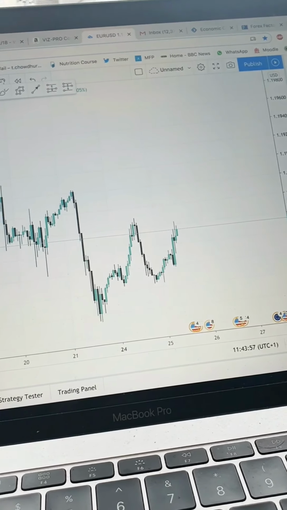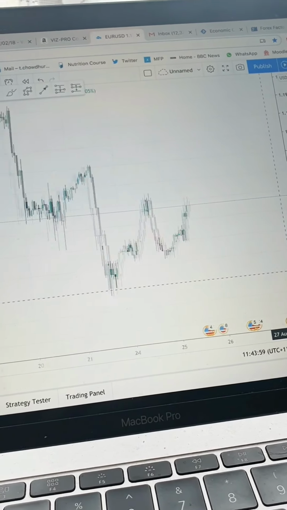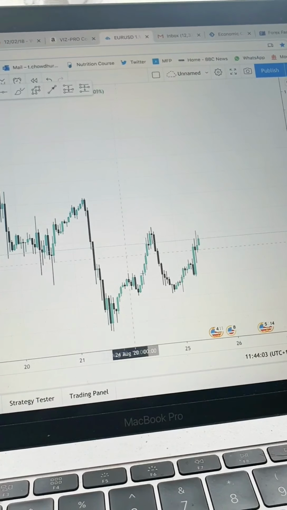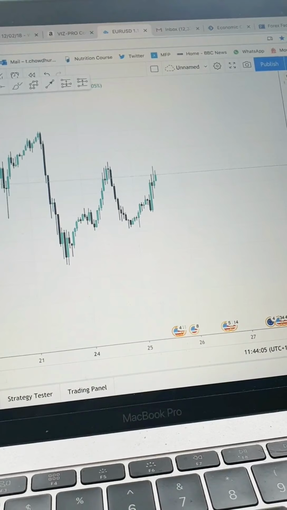Now the first thing everything starts off with is structure, right? What is the current structure? We are in a bearish market, yeah? We've got lower lows, lower highs. Very simple and easy to see.